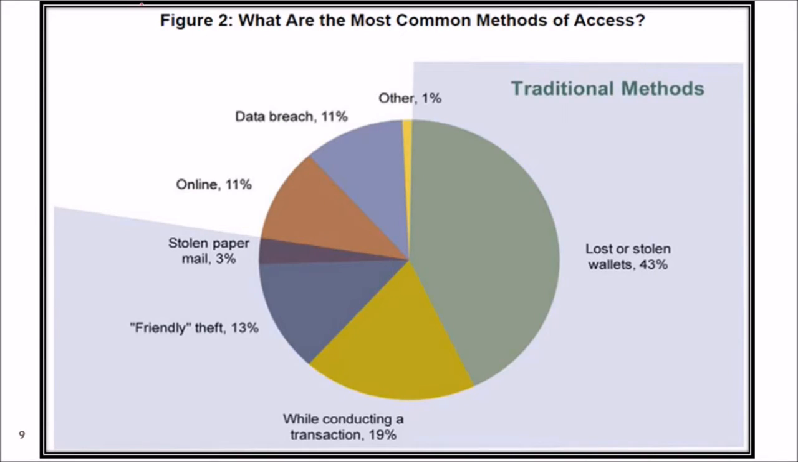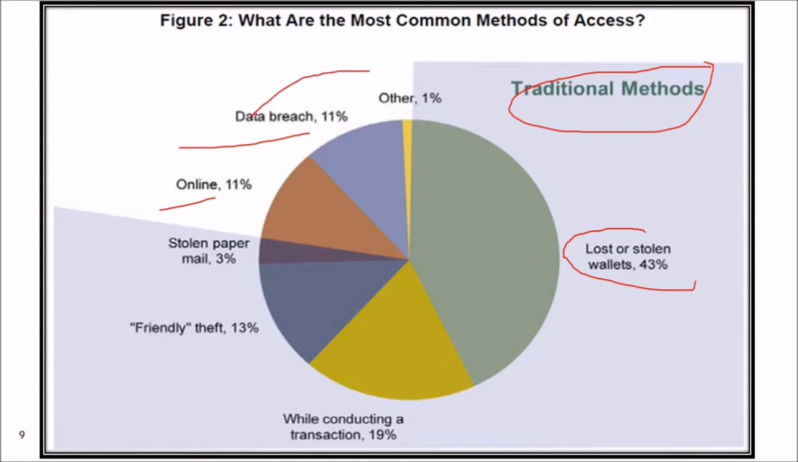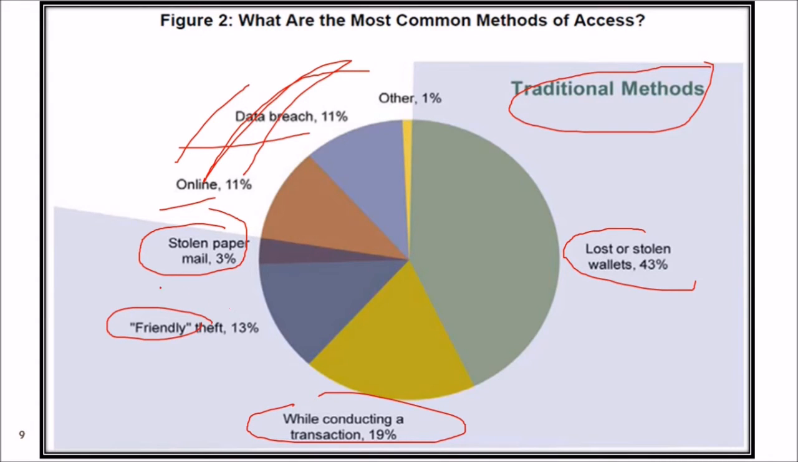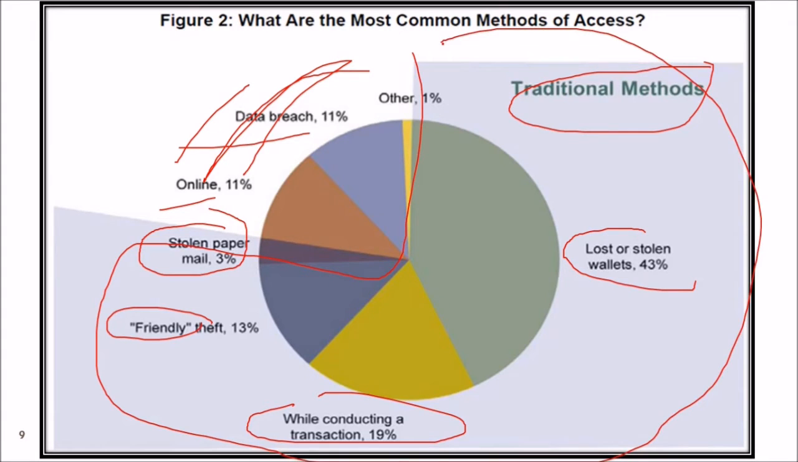These are the most common methods of access. These were the traditional methods, like lost or stolen wallets. Now we have data breaches online, right? And these things are increasing. Also, stolen paper mail, friendly theft, or theft while conducting a transaction are also increasing. These were all traditional methods, but this area is the actual area we are concerned with today.